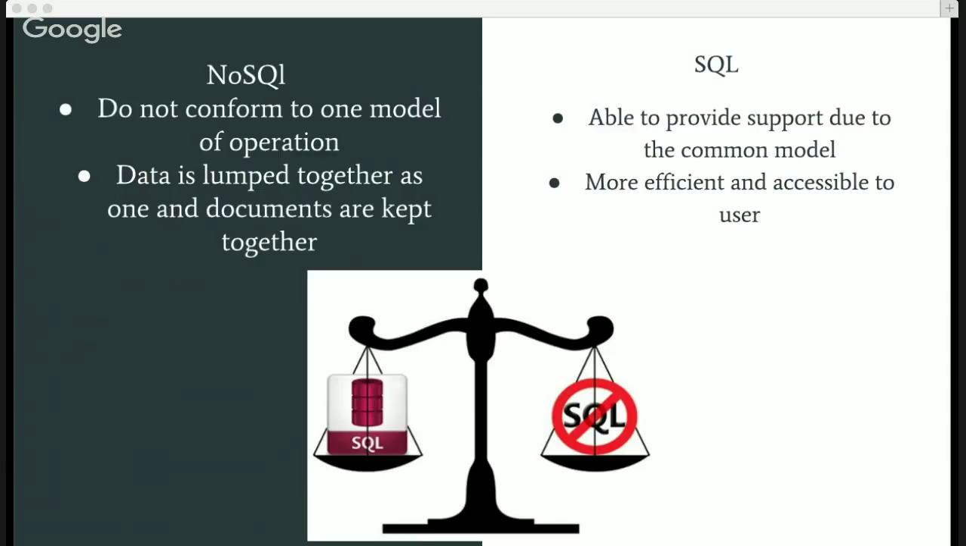NoSQL doesn't conform to just one type of operation, and data is lumped together and kept together, whereas SQL strictly is the spreadsheet type of transaction numbers database, where it limits your ability to creatively and flexibly make different types of data.